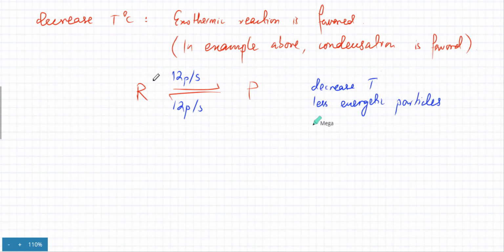So right now, 12 particles are changing into products, and at the same time, 12 particles from the products are changing back into reactants. Now, if you decrease temperature, in O levels you studied that the particles become less energetic. So you have less frequent and effective collisions. I mean, the rate of reaction will be slower.